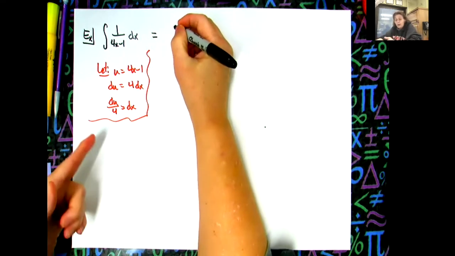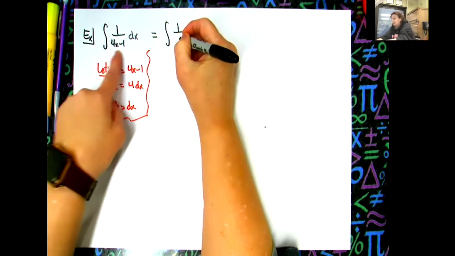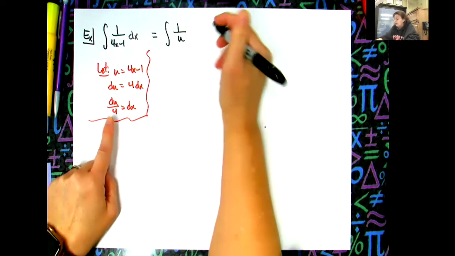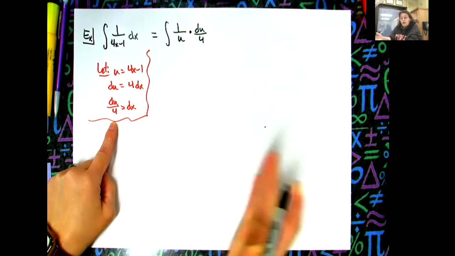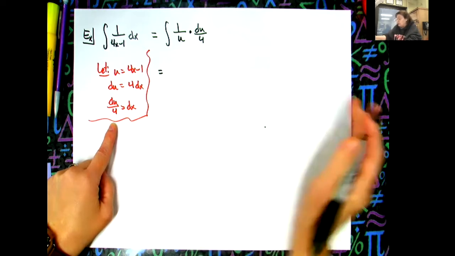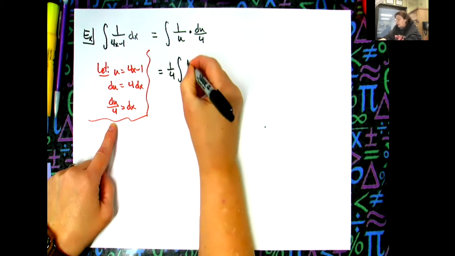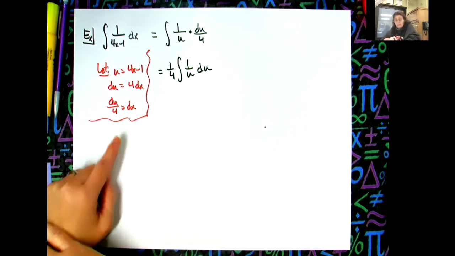Okay, so now I'm going to start rewriting. I'm going to have the integral 1 over, and then I want to replace 4x minus 1 with my u. dx is du over 4. Okay, so there's where the 1/4 is going to get pulled out. All right, and if you don't do the u substitution, you miss that. So I pull out the 1/4. I do the integral 1 over u du, and u is clearly a function of x right here.